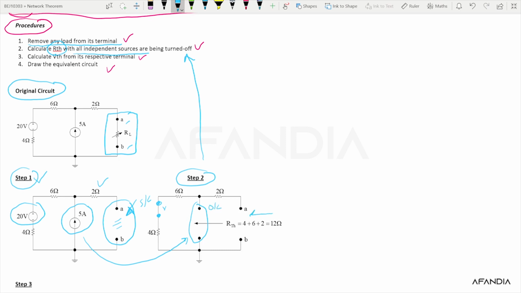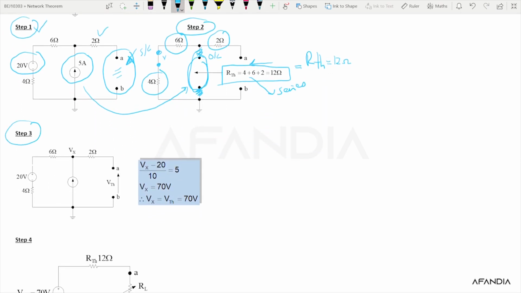From this terminal, we can calculate our RTH. Since we already opened this one, no more current is flowing through here. So we have 4 ohm, 6 ohm, and 2 ohm in series. Altogether, we have RTH equal to 12 ohm.